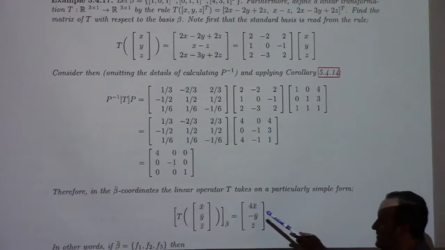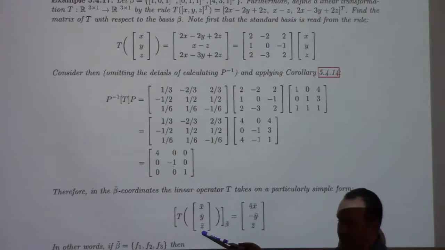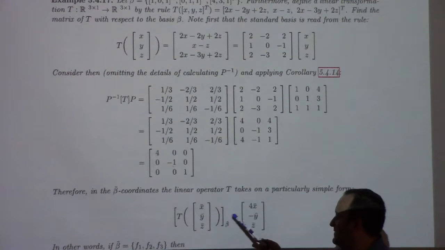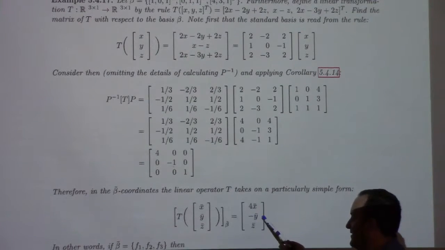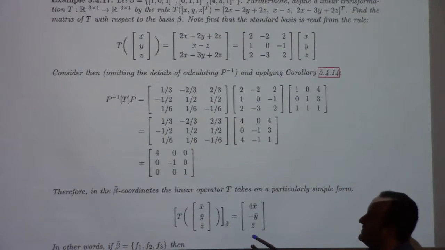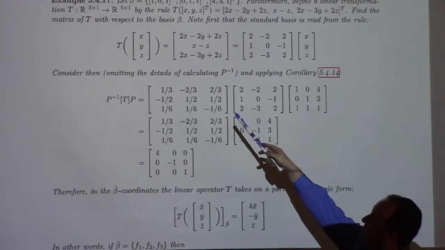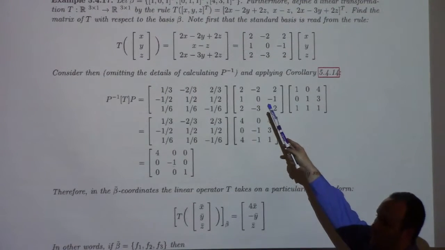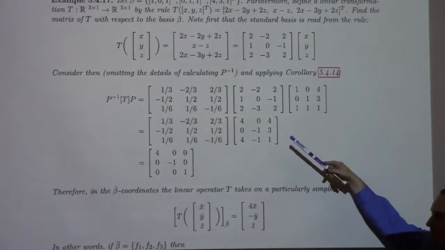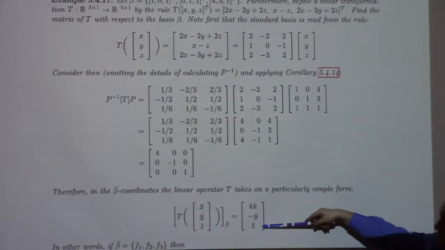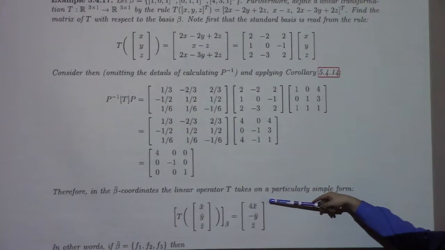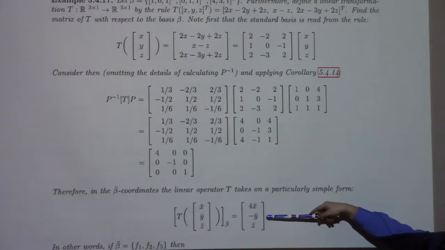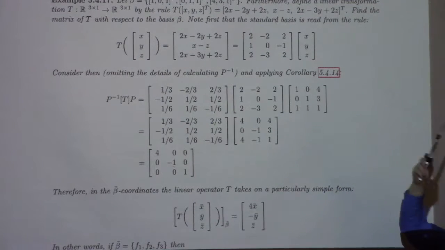And so in these x bar, y bar, z bar coordinates, the formula for T of x bar, y bar, z bar, so to speak, is just 4x bar, minus y bar, z bar, which is way simpler than T of x, y, z, which is 2x minus 2y plus 2z, x minus z, 2x minus 3y plus 2z, right? You can easily see what the nature of the linear transformation is from this formula. This formula is uncoupled, whereas the original one was coupled, right?